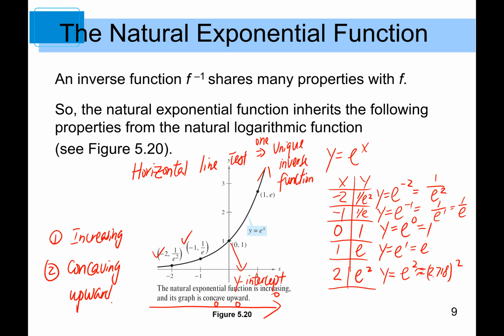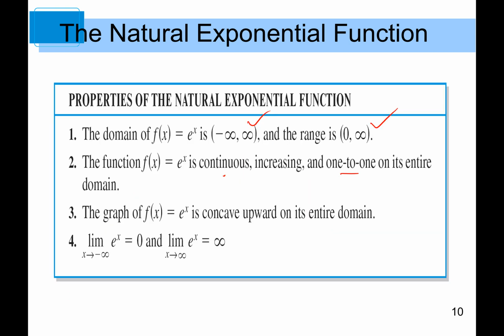If you perform a vertical line test, again, you only end up with one intercept. That means it's a function. So it's one-to-one on its entire domain. The graph of f of x equal to e to the x is concave upward on its entire domain. The limit as x approaches negative infinity of e to the x is 0.